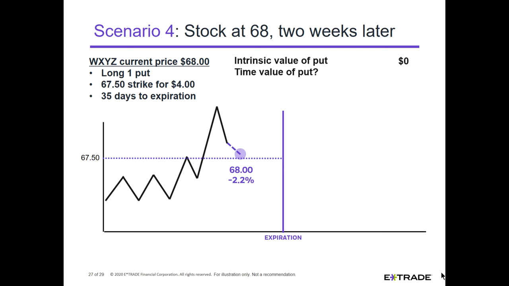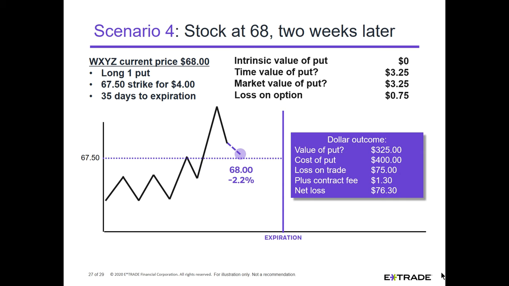How much? Well, the volatility has probably dampened a little bit. So I'm going to say maybe 325, which would mean the market value is going to be about 325, which would mean you're down 75 cents on the contract. You bought it for four. So you have a $325 option. It costs you four. Or you're down 76 bucks. You're down 20%. And all that's happened is a little time has gone by and the stock has drifted 2% lower. So the leverage works the other way.